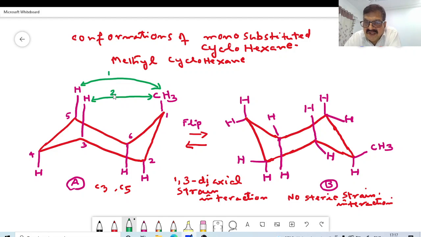Now, if you see conformation B, the methyl group is in the equatorial position. Now, all diaxial positions are occupied by hydrogen only here. Therefore, there is no 1,3 diaxial strain interaction. And there is no torsional strain also here because adjacent bonds are all staggered. So when the methyl group is in the axial position, there are two 1,3 diaxial strain interactions between the methyl group and the hydrogen atoms. But when the methyl group is in the equatorial position, all the 1,3 diaxial positions are occupied by hydrogen atoms, and therefore there is no strain interaction.